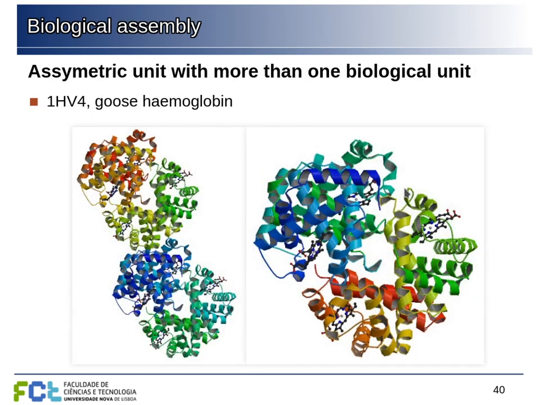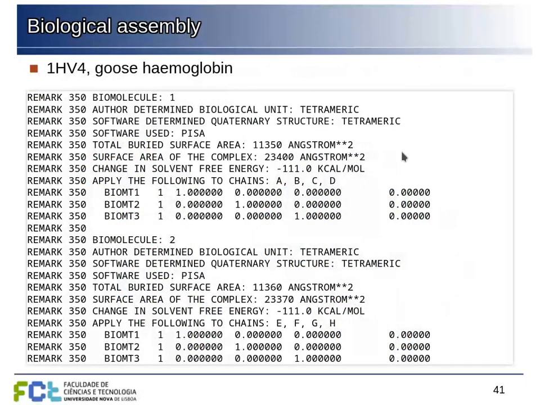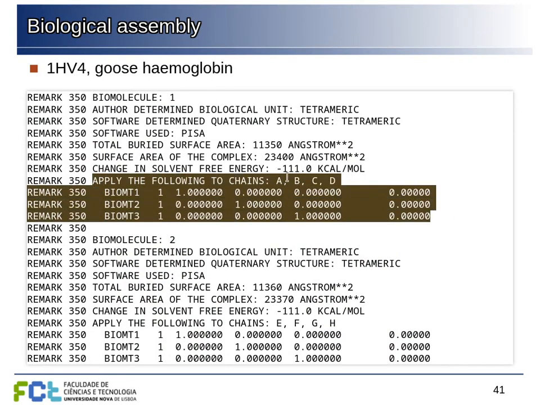In some cases, we can have an asymmetric unit that has more than one biological unit. For example, in this protein file for goose hemoglobin, we have actually 8 chains in the asymmetric unit, which is in the PDB file, but the protein itself only has 4 chains. It's a tetramer. And so the information that we have here is that to obtain the first biomolecule, we apply this transformation to chains A, B, C, and D.